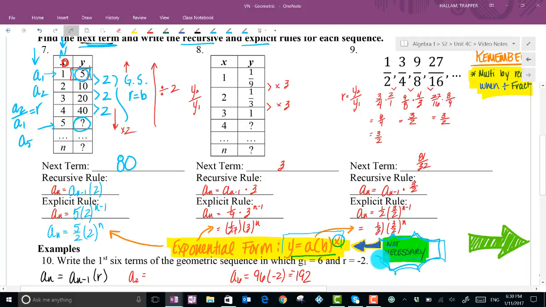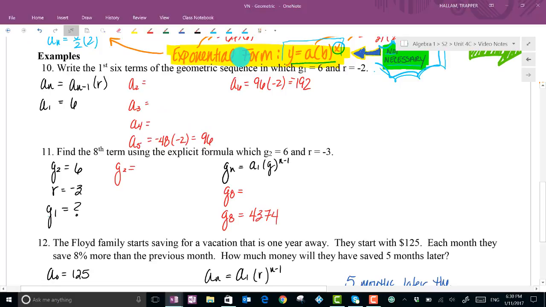All right, let's move down here and go check out some more examples, 10, 11, and 12. Okay, and this is the first example here, number 10. It says, write the first 6 terms of the geometric sequence in which they give us the first term, g of 1, is equal to 6, and our common ratio is equal to negative 2. Now, I know they switched it from a sub 1 to g sub 1, but that's fine. We do that all the time with functions. We switch what they mean. G of 1 is the same thing as a sub 1.